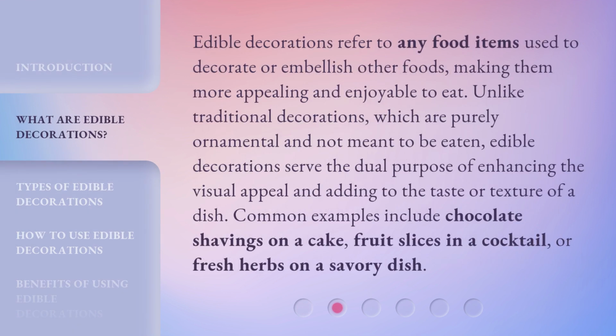Edible decorations refer to any food items used to decorate or embellish other foods, making them more appealing and enjoyable to eat. Unlike traditional decorations, which are purely ornamental and not meant to be eaten, edible decorations serve the dual purpose of enhancing the visual appeal and adding to the taste or texture of a dish. Common examples include chocolate shavings on a cake, fruit slices in a cocktail, or fresh herbs on a savory dish.